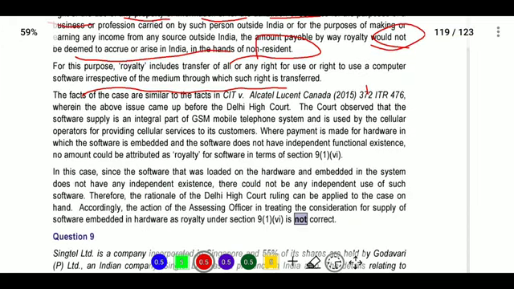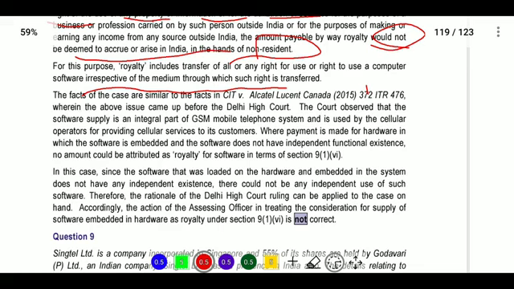Next, the facts of a similar case were provided. The court observed that software supply is an integral part of the GSM mobile telephone system and is used by the cellular operator for providing cellular services to its customers, where payment is made for hardware in which the software is embedded and the software does not have independent functional existence. No amount could be attributed as royalty for software in terms of section 9(1).